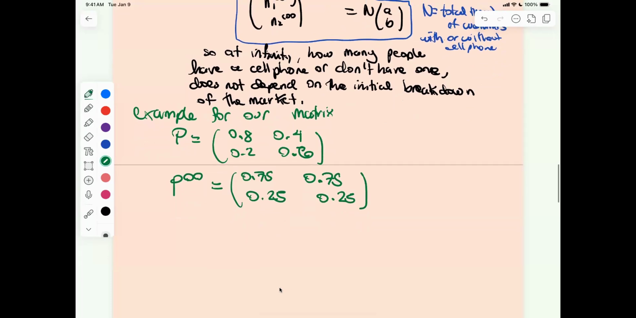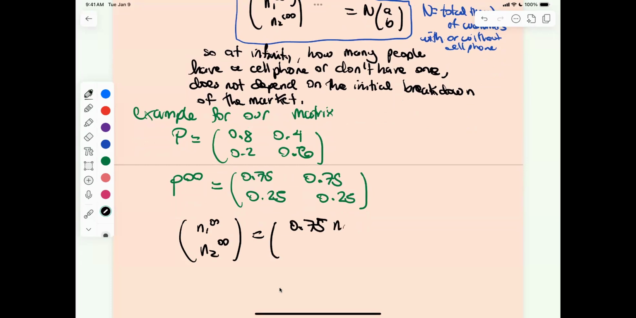And so here, the final population sizes would be 0.75 of N1 and 0.25 of N2. Which means that in the long term, 75% of the population would have a cell phone and 25% of the population would not have a cell phone. And again, it's so extreme that it could have started with 99% with a cell phone or without a cell phone, and it stabilizes because of the rules.